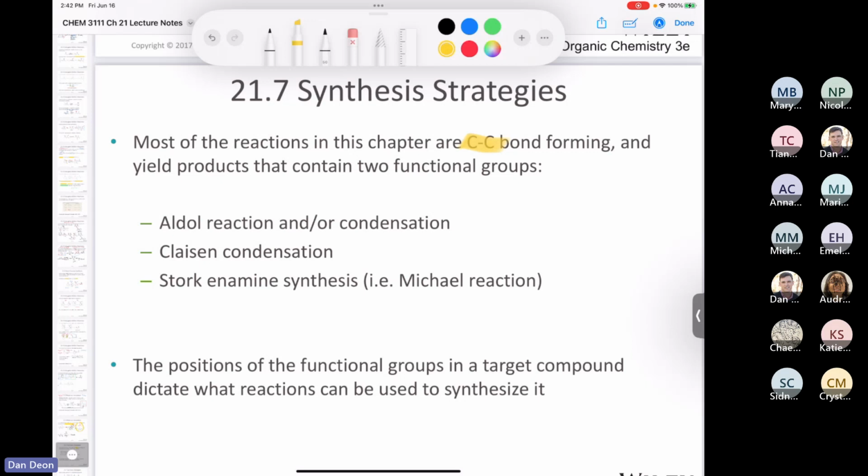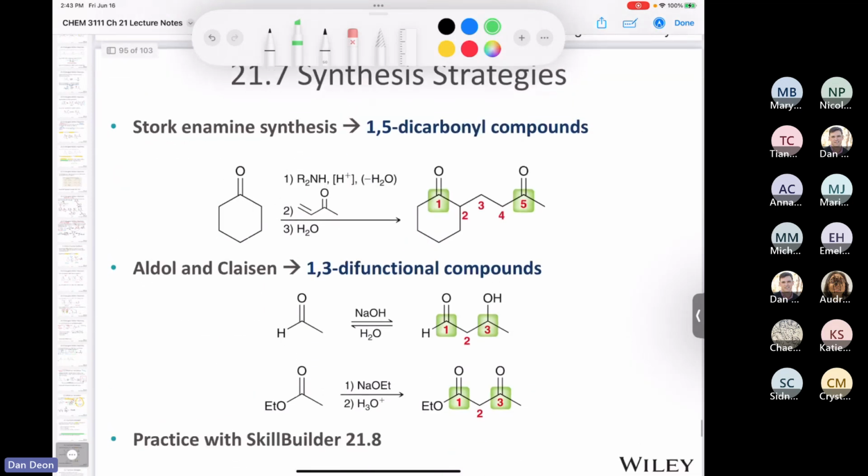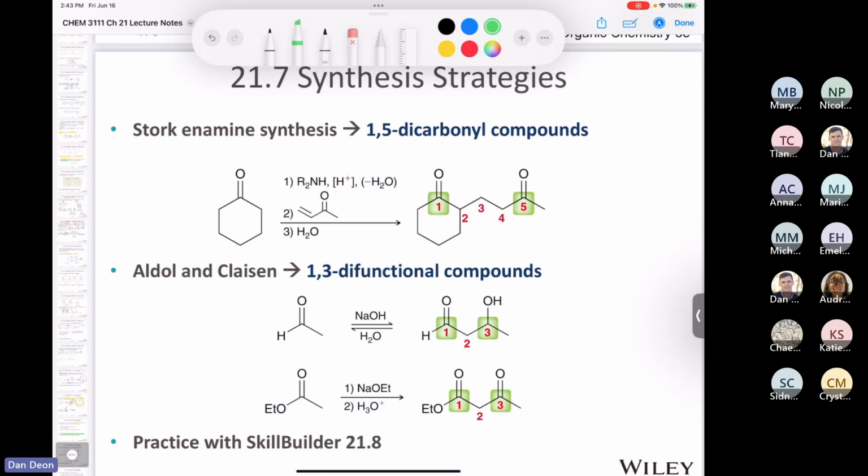And if you're wondering, well, how am I going to sort that out? Well, the positions of the functional groups in the target compound can give you some kind of clue as to what reaction you would need to synthesize it. So for example, if you're making a 1,5-dicarbonyl, you've got to do some kind of conjugate addition. And so a Stork enamine is a really good place to go if you're trying to make a 1,5-dicarbonyl.